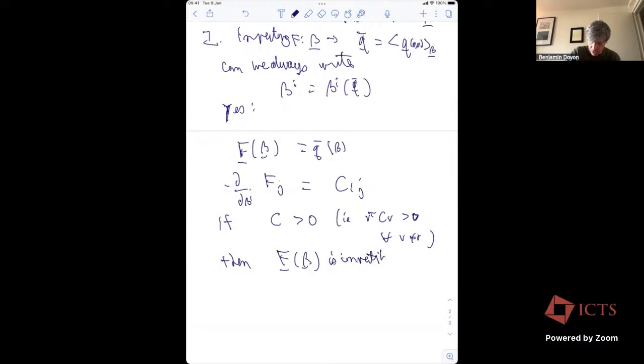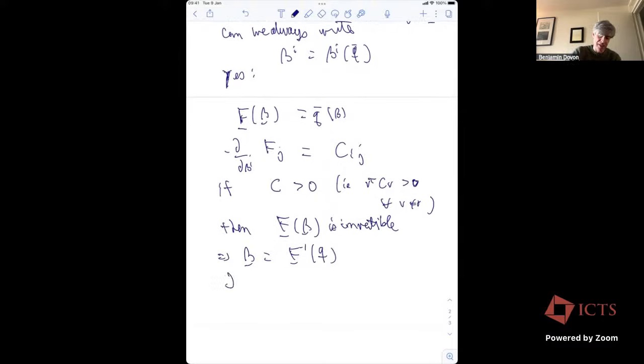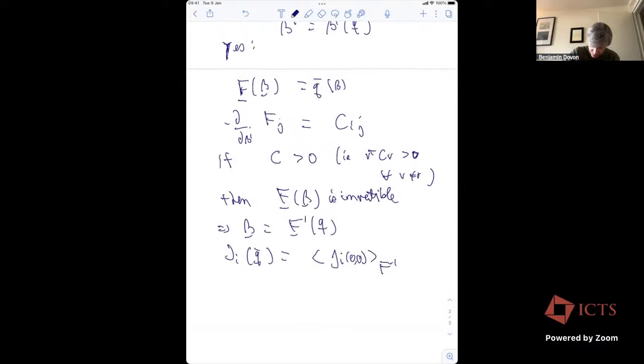Well, at least locally, if the matrix C is positive everywhere, then it's invertible everywhere. And then I have the inverse, so I can write beta is f inverse of Q, and then I can write J of Q is the average of Ji at 0, 0 in the state f inverse of Q. And so I have my current as a function of densities. Okay, so this is the mathematics behind that. I want the current function of densities.